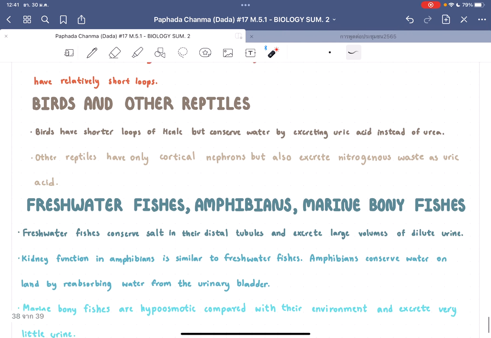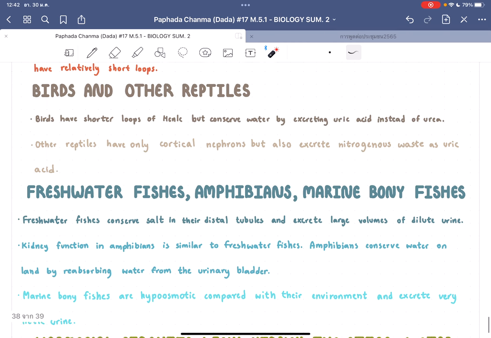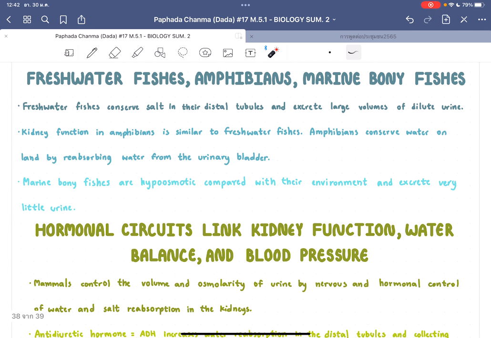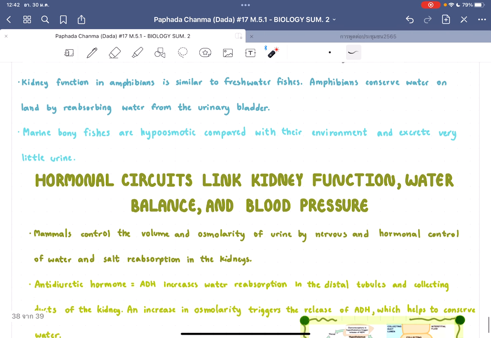Birds and other reptiles. Birds have shorter loops of Henle but conserve water by excreting uric acid instead of urea. Other reptiles have only cortical nephrons but also excrete nitrogenous waste as uric acid. Freshwater fishes, amphibians, marine bony fishes. Freshwater fishes take up salt in their distal tubules and excrete a large volume of dilute urine. Kidney function in amphibians is similar to freshwater fishes. Amphibians conserve water on land by reabsorbing water from the urinary bladder. Marine bony fish are hypoosmotic compared with their environment and excrete very little urine.